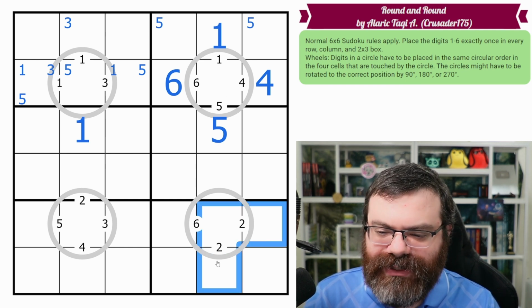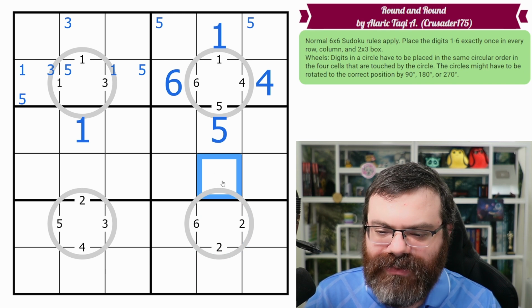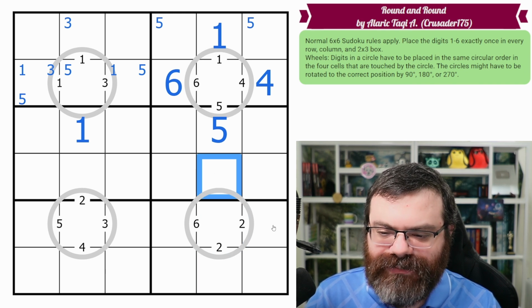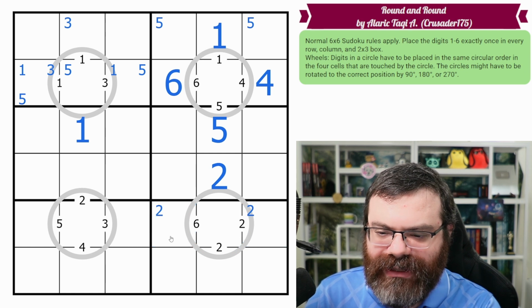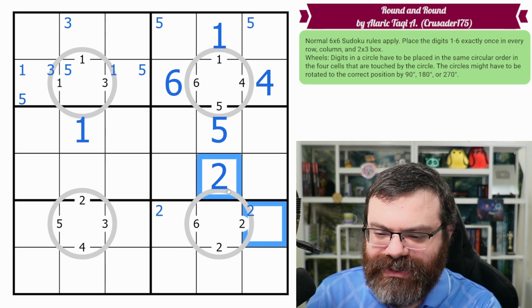Okay, so let's look at this wheel. It's got a similar thing going on. So it's going to put a 2 here, just by the same logic that we did before. It's going to put a 2 here, and there's going to be a 2 in one of these 2 cells. And then the 6 is either going to be 2, 2 here with a 6 before.